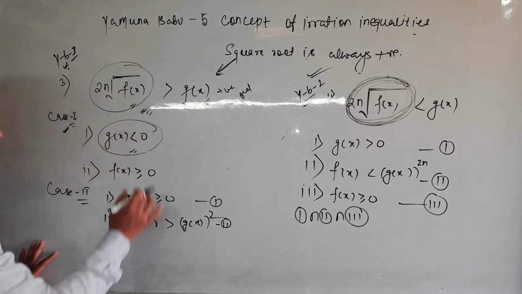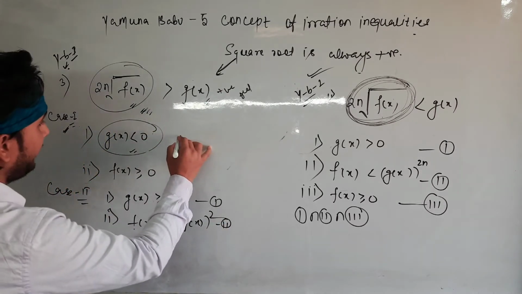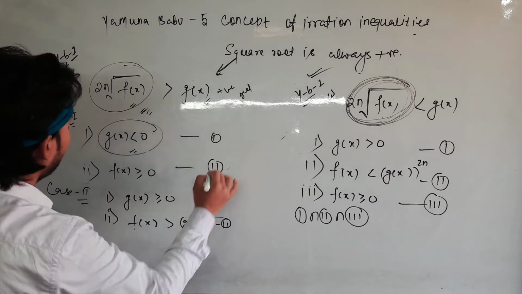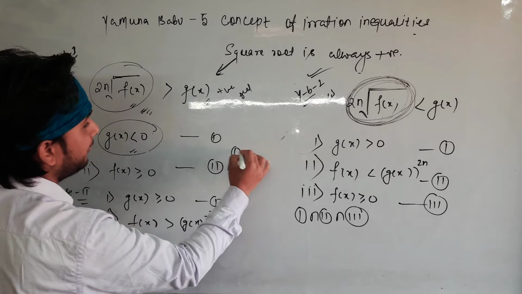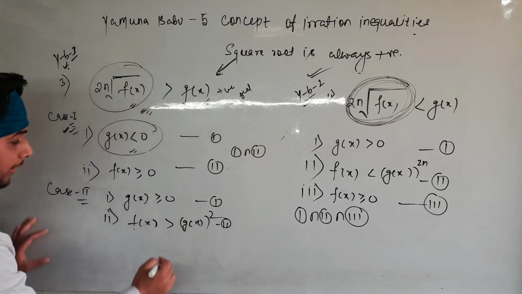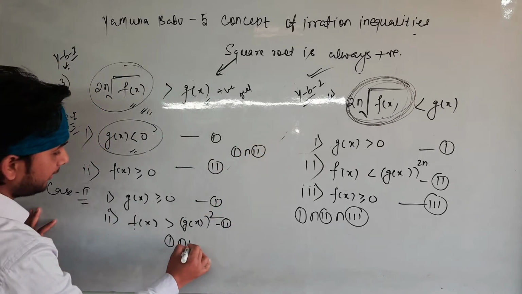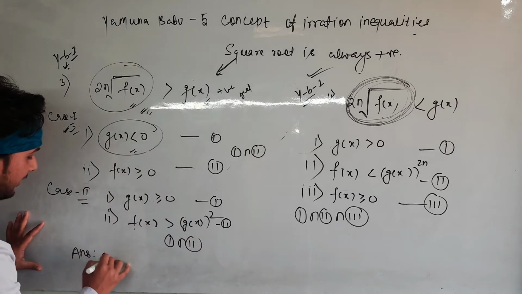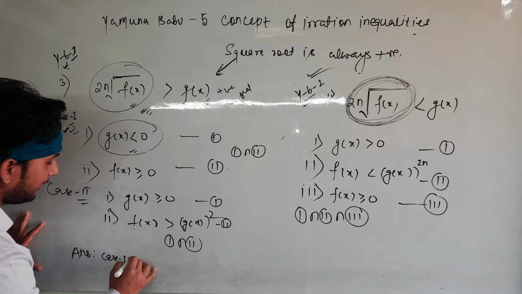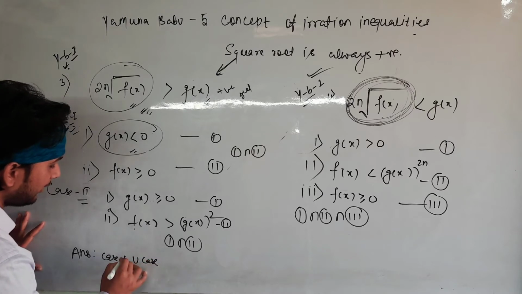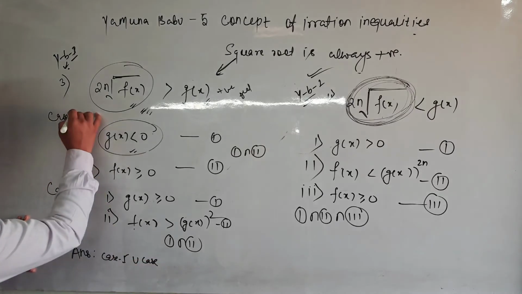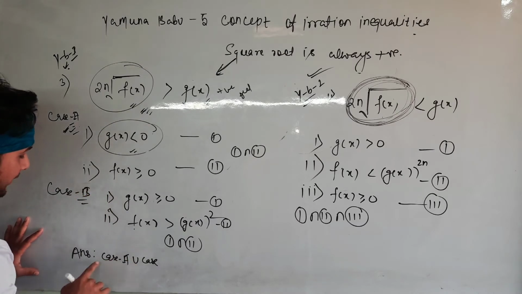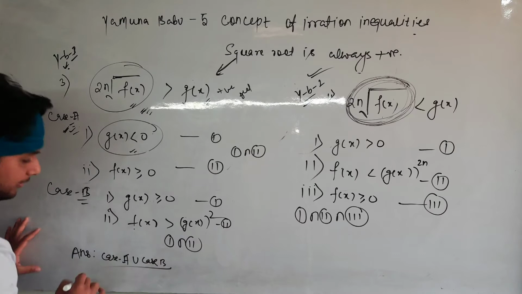Then between the two you will take intersection. This is case first. You will take condition 1 intersection condition 2 here, and there you will take condition 1 intersection condition 2 here, and the answer will be case 1 union case 2. Name it case A and case B, then case A union case B. That's okay.